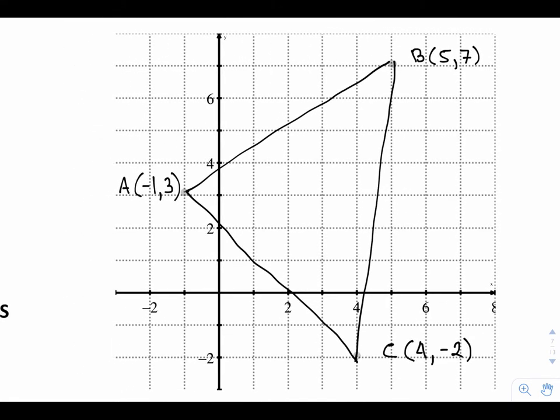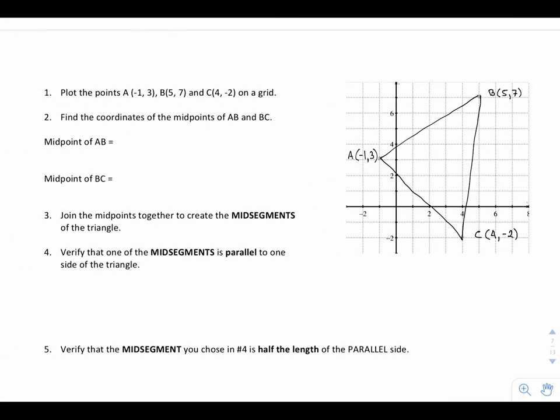I have my A value as -1, 3. My B value is 5, 7. My C value is 4, -2. So that's step 1 done, and I've also connected all these points to form a triangle. Step 2 says to find the coordinates of the midpoints of AB and BC.